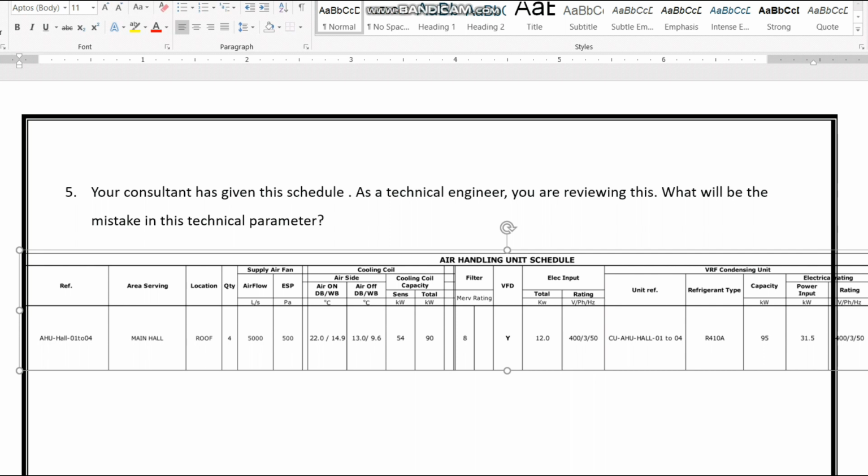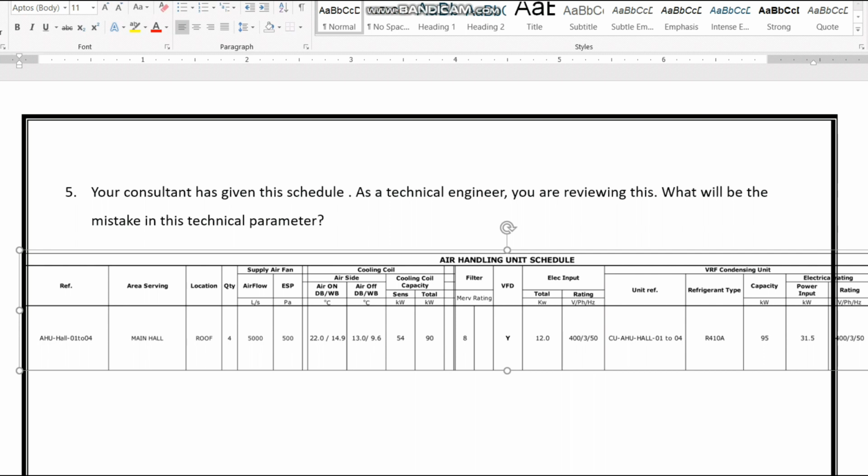So here we have the AHU, which is serving halls 1 to 4 and the main hall. Location: the AHU is located on the roof. In total there are 4 AHUs. The airflow is 5000 liters per second and the ESP, external static pressure, is 500 Pascal.